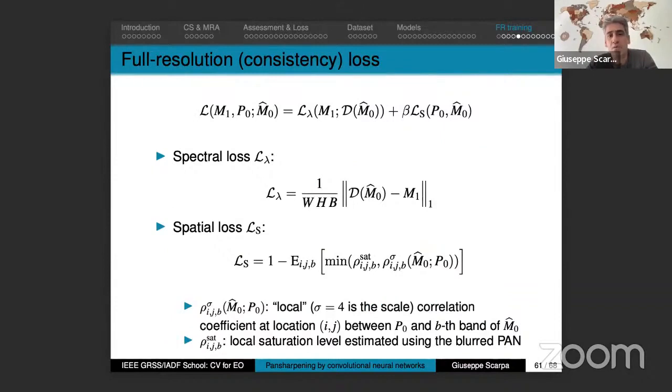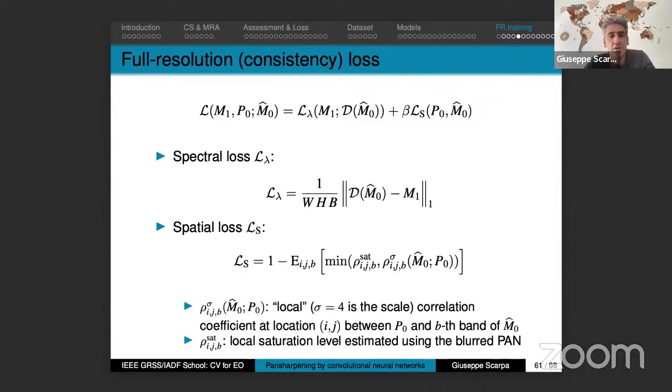Okay, now we can give a look to the specific loss terms that we have used for consistency check. The spectral term compares the reduced resolution version of the pan-sharpened image with the input MS. This comparison is done using an L1 norm. Other norms or error measurements could be applied, of course. More complicated is the spatial consistency check. In this case, we had to choose what is a good spatial quality measure, which is a controversial point.